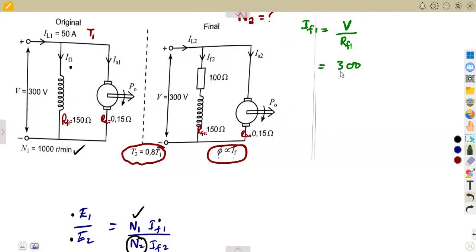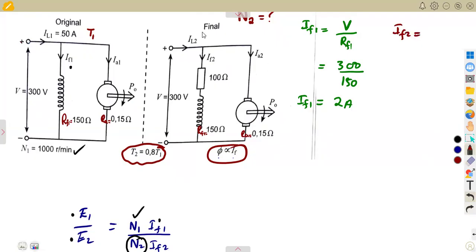So 300 divided by 150 is going to give us 2 amps. All right, so this one is direct. In the same manner, we can also calculate this part of the circuit, because there is a resistor and also the resistor of the field. We can calculate this field current too. All right, let us just finish up with the field currents.